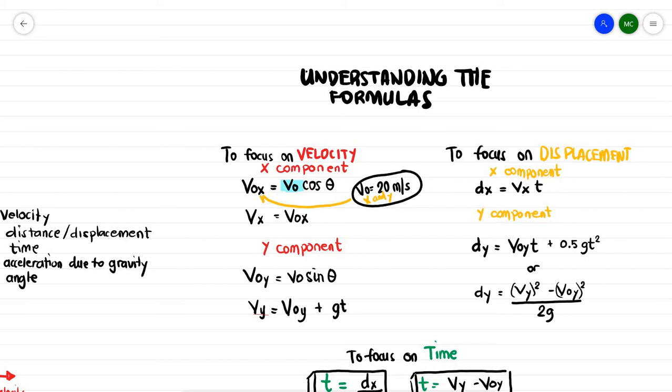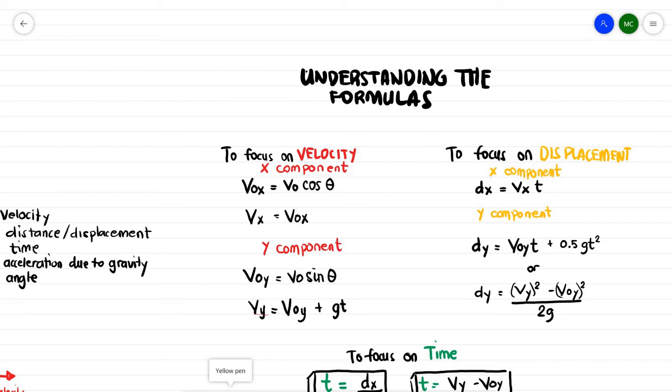So we need to chunk them down into this and into this. We need to chunk them down. Okay? So that's it. So to be able to find the velocity of the object in a given problem, determine your initial velocity first.